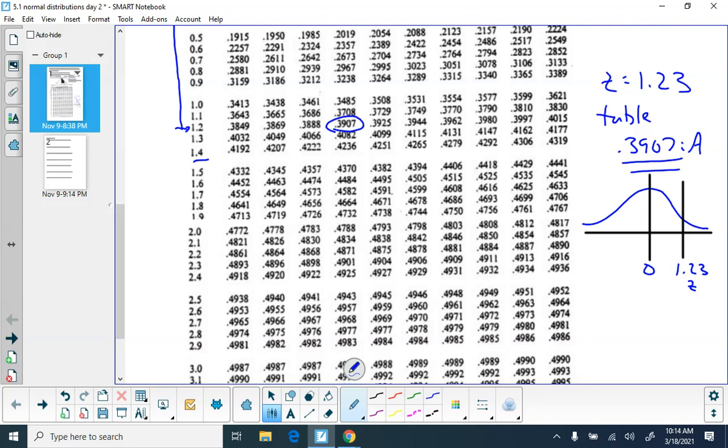My z value of 1.23 and my z value of 0, which is my mean. This area right here is equal to 0.3907, which can also be translated into a probability of 0.3907 or 39.07%.